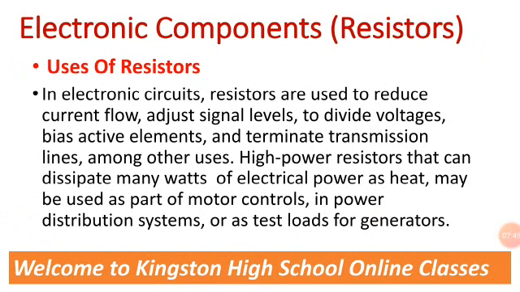Okay, number 3, to bias active elements like your transistors. Your transistors can be biased. Are you getting it? Some of you that will do physics, you know more about this. And to terminate transmission lines. So resistors can be used to stop the flow of current and bring it to a stop, among other uses. There are many other uses of resistors.